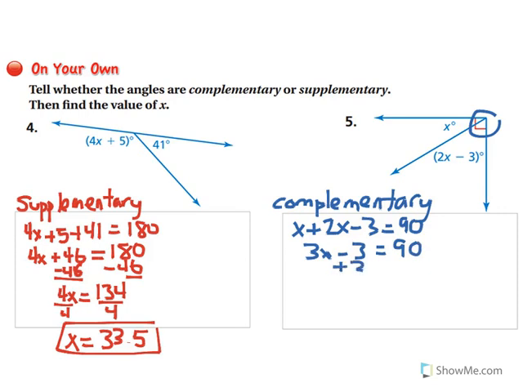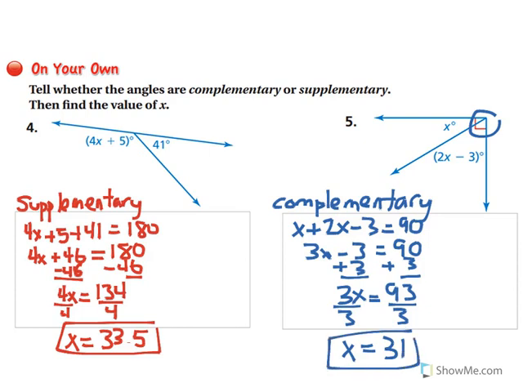Add 3 to both sides. I get 3x equals 93. Divide both sides by 3, and I get x equals 31. And there you have that. And as I mentioned before, number 6 we'll do in class together. Make sure you understand that.